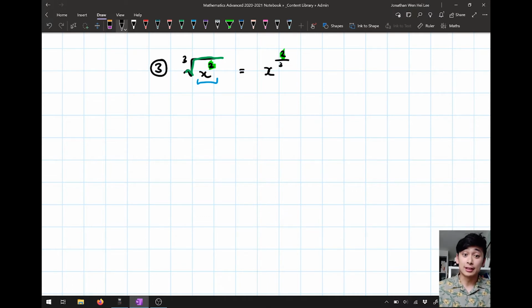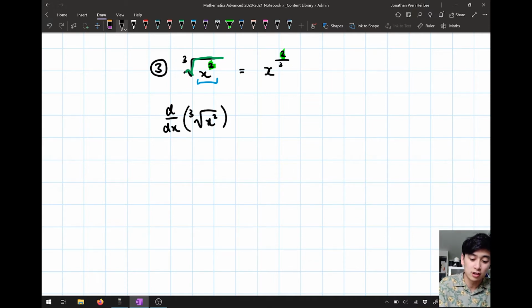We want to differentiate it, so let's do that. This time I'm going to use a different notation. So d on dx of the cube root of x squared. If we're differentiating a term where you haven't said that y is equal to or f of x is equal to, you can just write it using this particular notation. Okay, so we're going to differentiate that, by differentiating this index form.